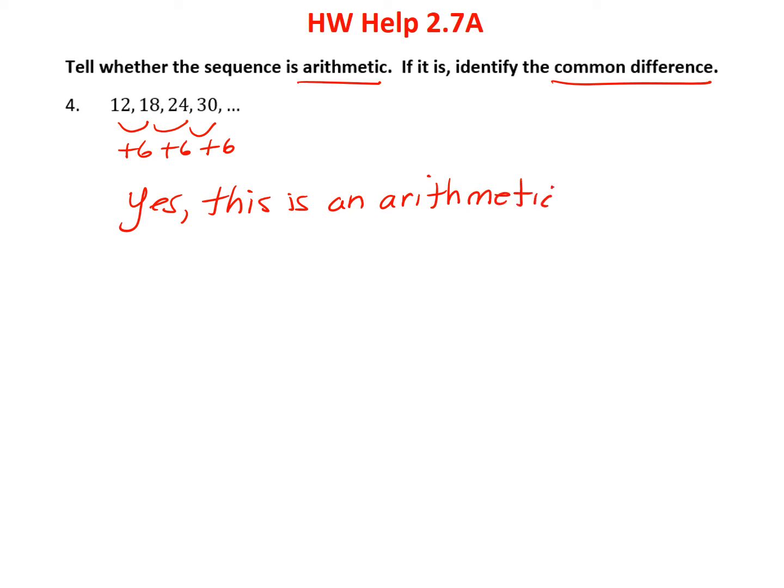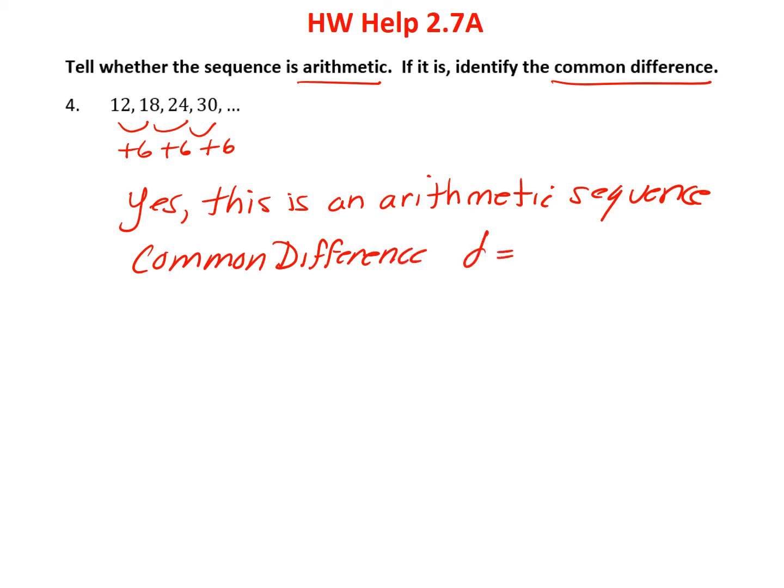You may remember problem 2 where it multiplied by a number. When it multiplies, that is not an arithmetic sequence. It has to either go up or down by the same number. So here our common difference, often called d, is plus 6.